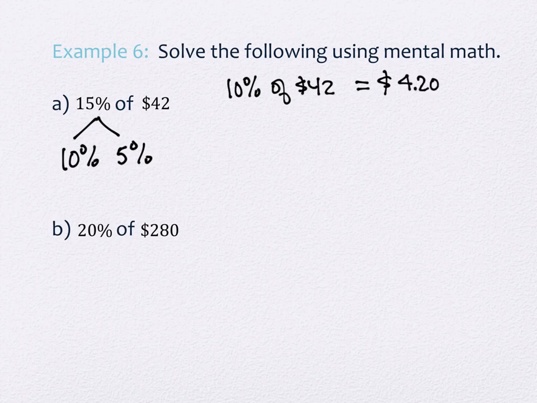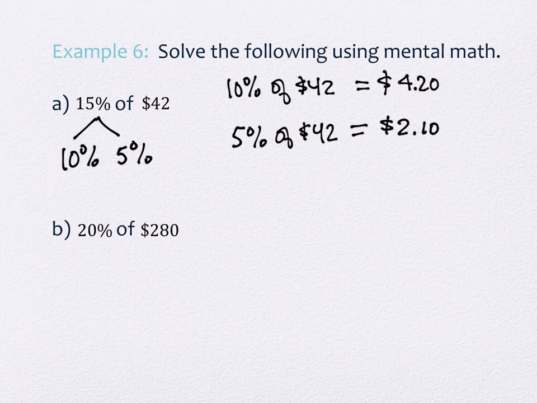10% is really nice. It's just a shift of a decimal. You just move the decimal 1 to the left. That's 4.2. Then, if you know that 10% is 4.2, how could you find 5%? Yeah, you could take the half of 4.2. What's half of 4.2? It's 2.1. And then what would you do to find the total 15%? You would add them together. This would give us 6.30.